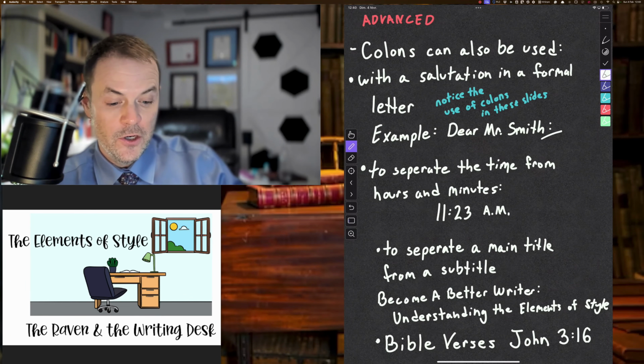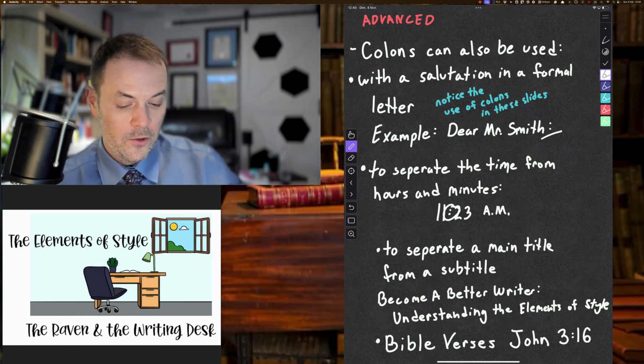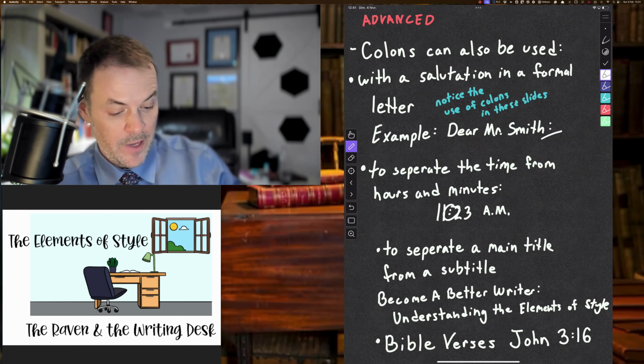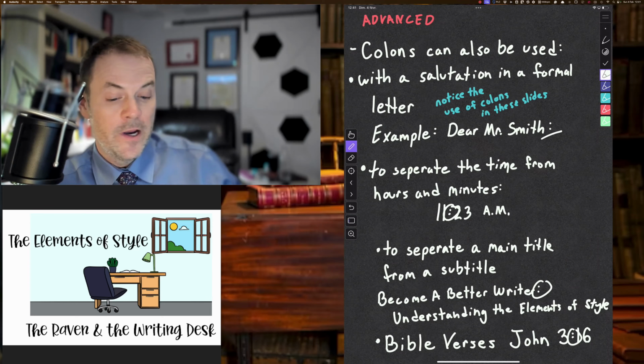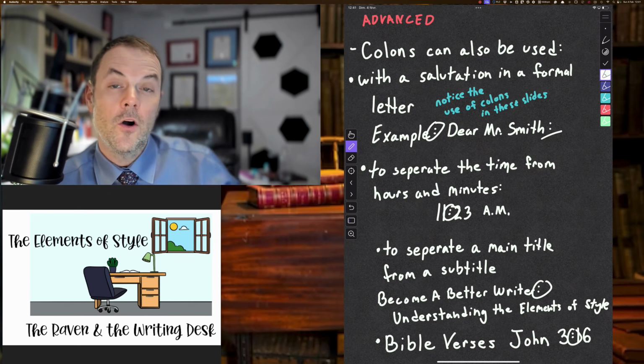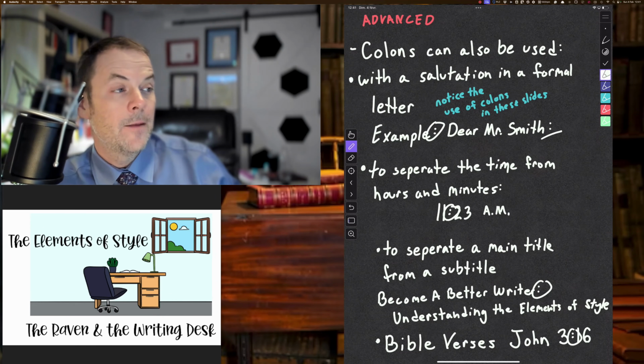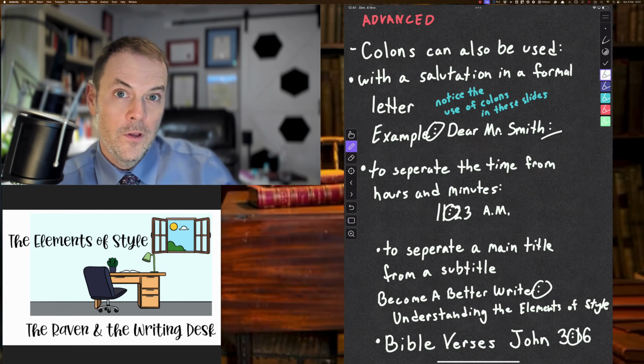You're also going to notice colons in the time. We also see it in titles to set up a subtitle. We see it in Bible verses. And you may have noticed all throughout my notes in this presentation, I use colons all the time to set up my examples. So the colon can be quite versatile. And if you haven't already started to use it, start to use it.